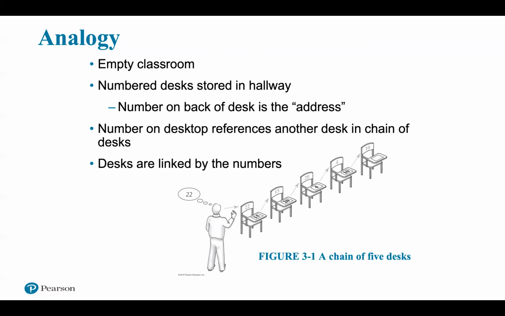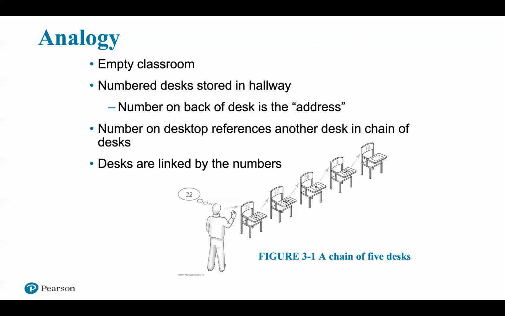Suppose that the first in the chain is the student who arrived most recently. Written on the student's desk is the desk number of the student who arrived just before. All but one student sits at a desk that references the desk of the student who arrived just before. The one student who arrived first sits at the last desk. So the last desk does not reference another desk.